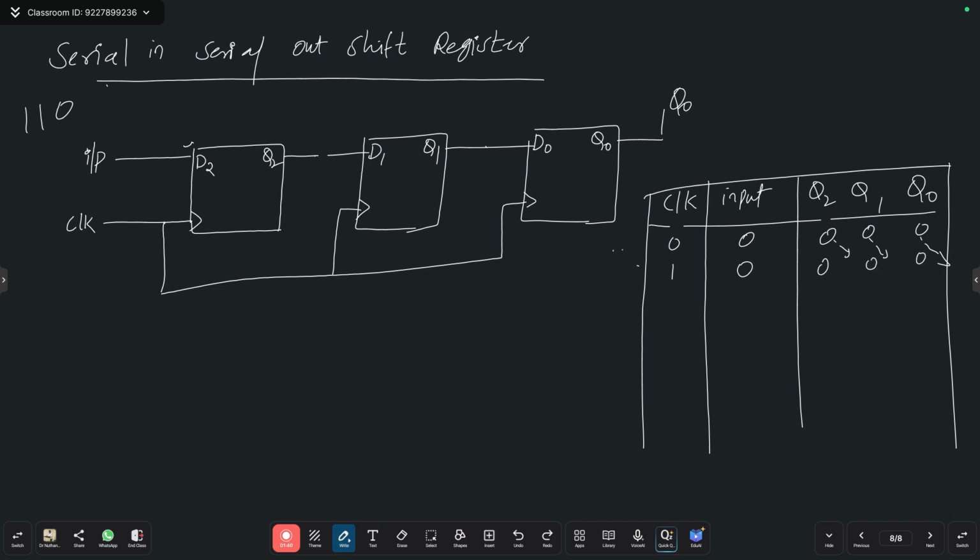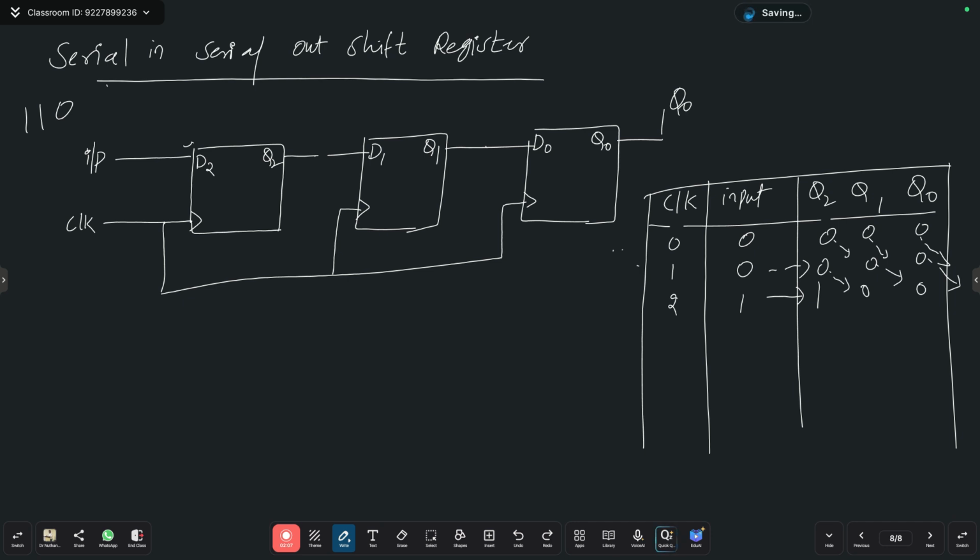Okay. Then next clock, what is going to happen? What is the input we are giving? 1. When we are giving 1, what is happening here? This 1 will come to here. Yes or no? Then this is going to come to here. Then this is going to come to here. This one vanishes out. Correct.